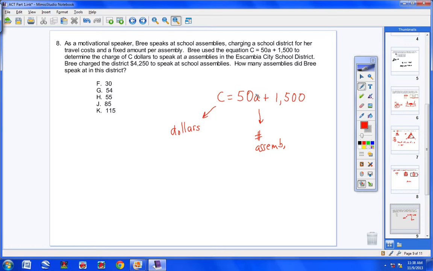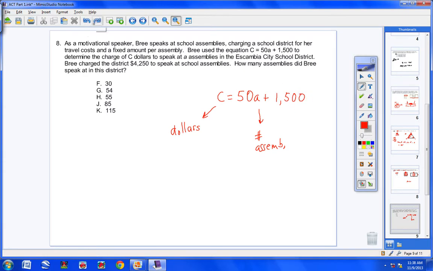So every assembly that she does, she charges how much? Can you not tell by looking at this? This is called interpreting a linear equation or a linear model. Every A is getting multiplied by what? 50. So that means every time she speaks at an assembly, they give her $50. Now, does that mean every time she speaks at an assembly, she gets $1,500? No, there's no A right here.